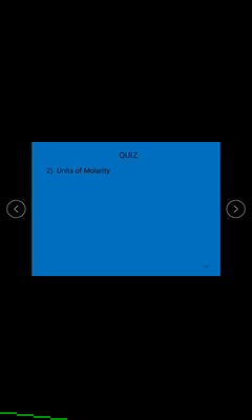Question number 2, what are the units of molarity? Moles per liter, grams per liter, liter per mole, grams per mole. The right answer is moles per liter.